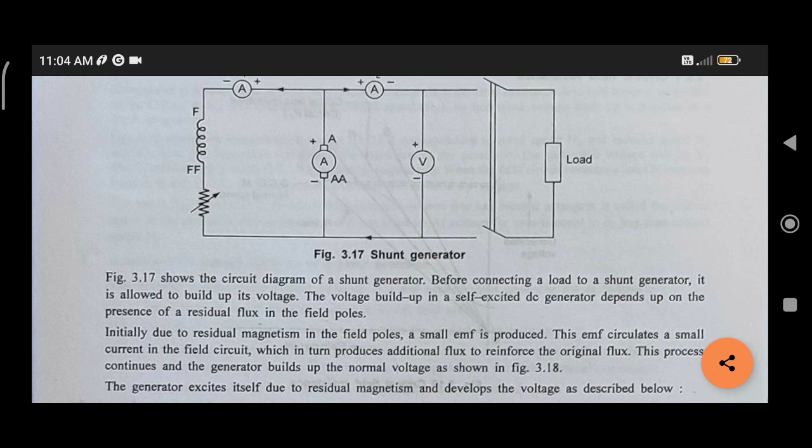We already discussed what residual flux is. This residual flux helps the voltage building process during initialization. Initially, due to the residual magnetism in the field poles, a small EMF is produced. This EMF circulates a small current in the field circuit, which in turn produces additional flux to reinforce the original flux. This process continues and builds up the normal voltage.